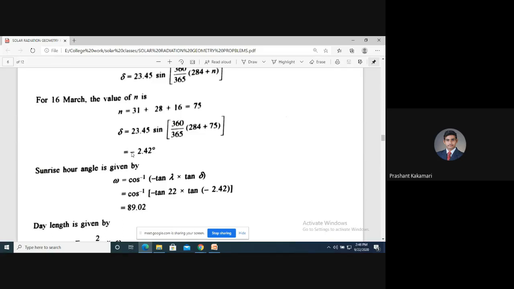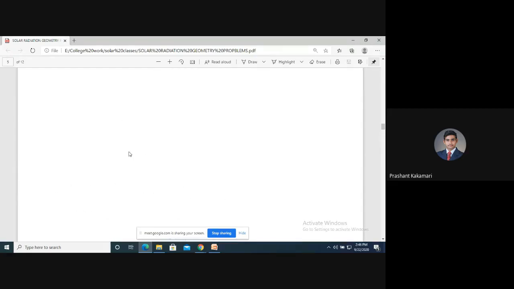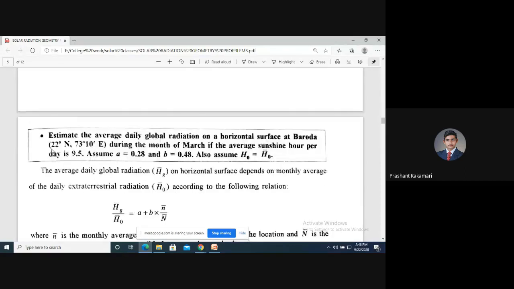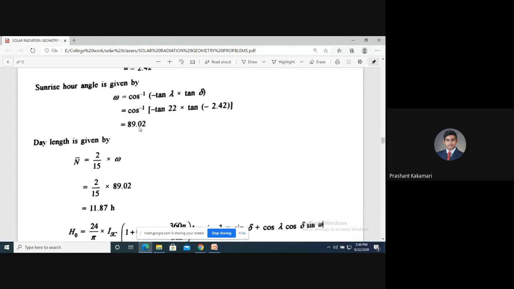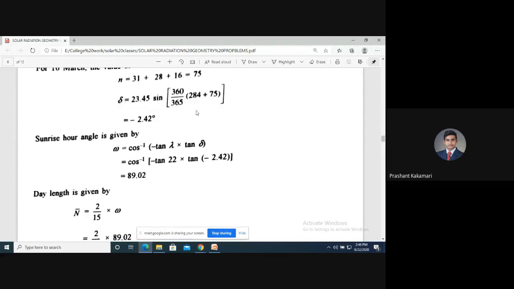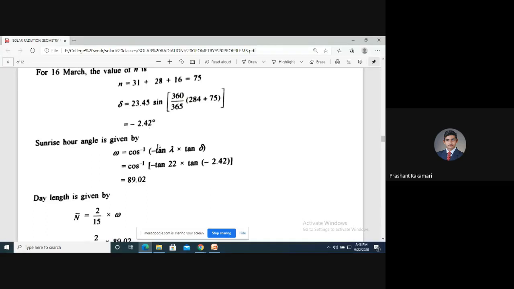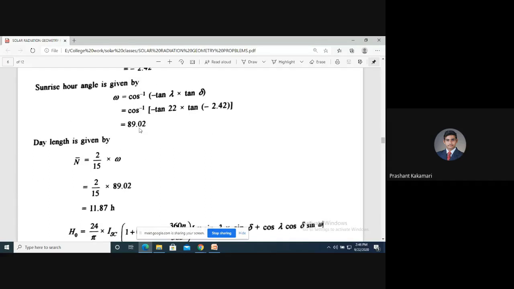So if minus 2.42 degrees is correct, then that same value will be substituted in the hour angle equation. That is cos inverse of minus tan phi tan delta, as per our notations. Tan phi is given without any minutes and decimal points. See here, latitude is given directly as 22 degrees. So phi value we take as 22 degrees, tan of minus 2.42 degrees. Both angles are in degrees, so our angle will come in degrees, 89.02. So one can check this answer.